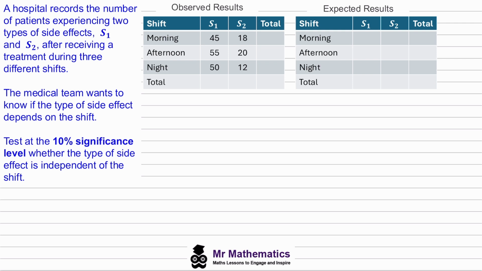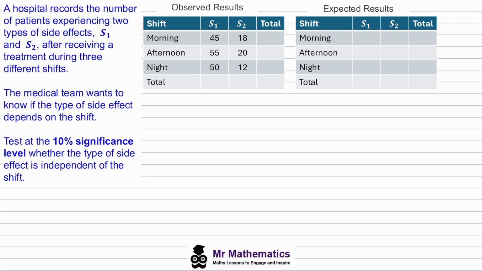So in our question, we're told that a hospital records the number of patients experiencing two different side effects, which we'll call S1 and S2, after receiving a treatment during 3 different shifts. The medical team wants to know if the type of side effect depends on the shift. We've been asked to test at a 10% significance level whether the type of side effect is dependent on the shift.